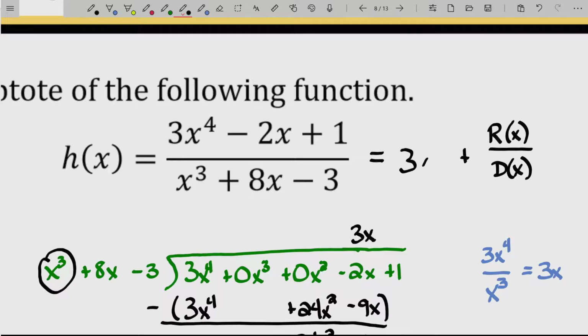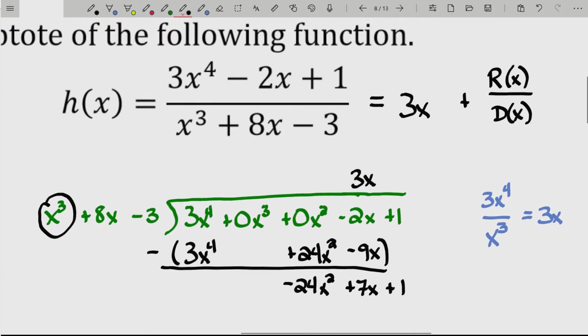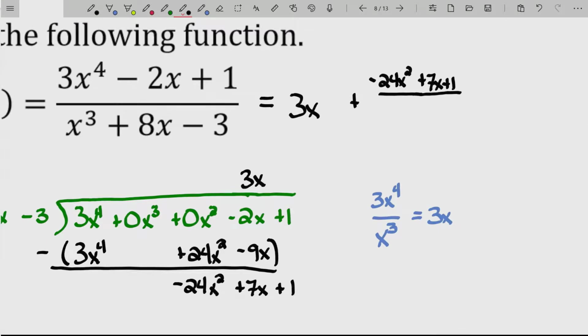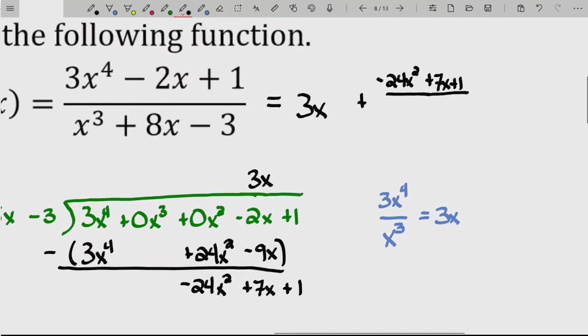I don't care about the remainder, but I'm actually going to write the remainder anyway just to showcase something. The remainder is a negative 24x squared plus 7x plus 1. Normally you wouldn't write this, so let me repeat that. Normally you would not write that. I'm writing this to showcase something. And remember, it's over the divisor. The divisor is x cubed plus 8x minus 3.